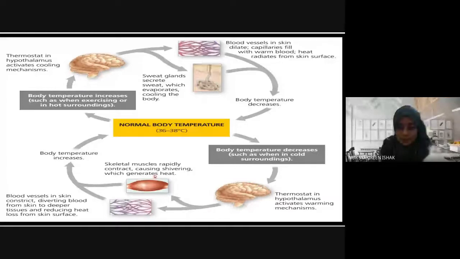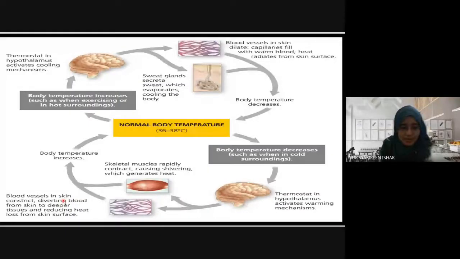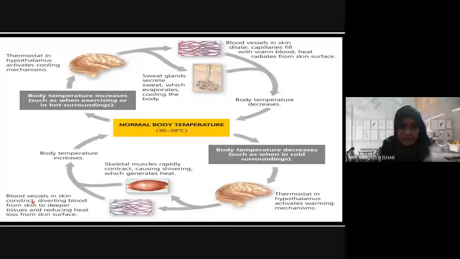And the effect on the blood vessels is that it causes the blood vessels near the skin to constrict. So vasoconstriction. So this will divert the flow of blood from the skin to the deeper tissue. Okay, so this reduces heat loss from the skin surface. So thus, body temperature will increase to the normal range. Okay.